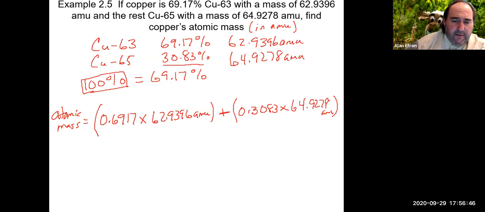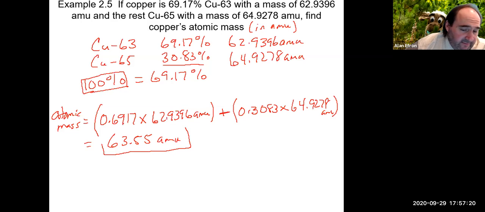And if we do all that good stuff there, and your calculator doesn't die again. Let's see here. Should really find me a battery on this thing. Let's see. 62.9396. There we go. Plus 0.3083 times 64.9278. So we do end up with something like 63.55 AMU.